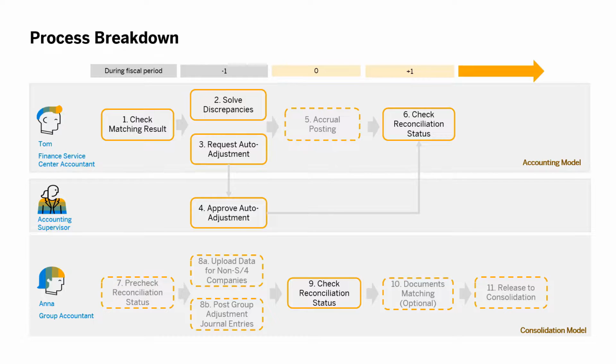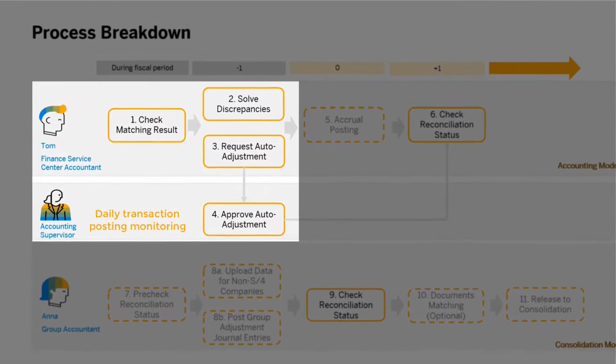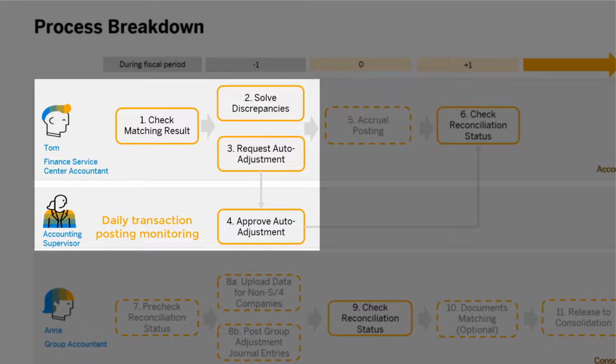So this is a breakdown of the process from company daily transaction posting period close to corporate period close. In practice, our sample company can use either process separately. That is, they can use company reconciliation or corporate reconciliation, or they can combine both, as in this example that we're showing. Now let's first look at how the solution can help Tom monitor the company transaction postings, help him solve data discrepancies, and, when necessary, help him post auto adjustments once he's gotten approval from his supervisor.